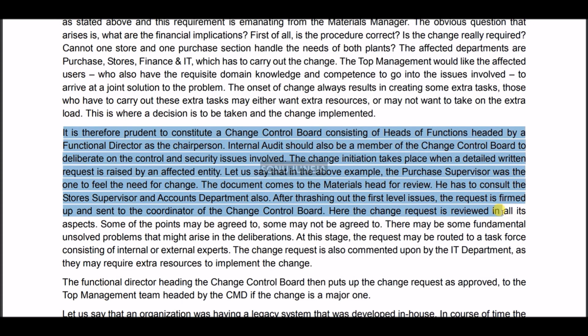Now the aspects in all pointers will be looked into, and some of the points may be agreed to, some may not be agreed to. There may be some fundamental unsolved problem that might arise in the deliberation. Now at this stage, the request may be routed to a task force consisting of internal or external experts who will evaluate whether the change is required or not.